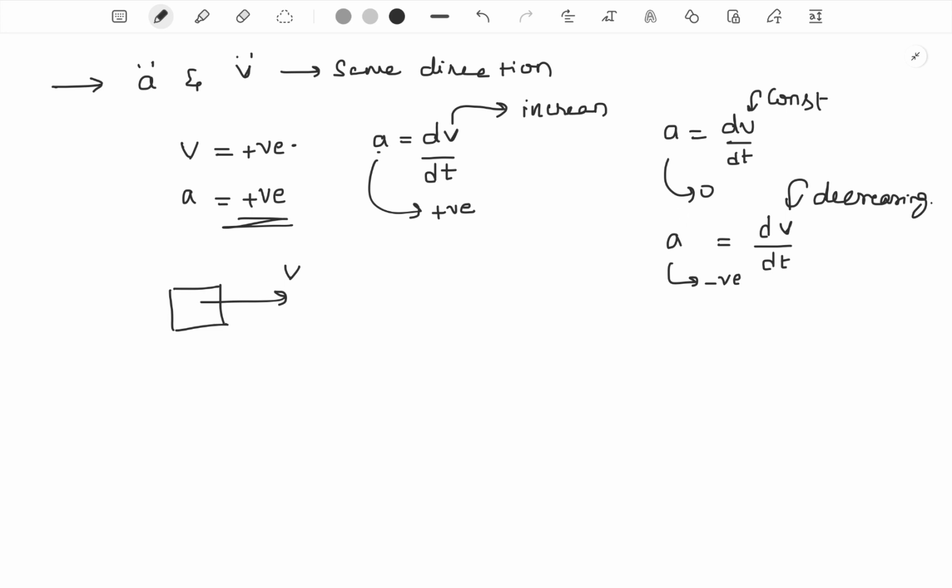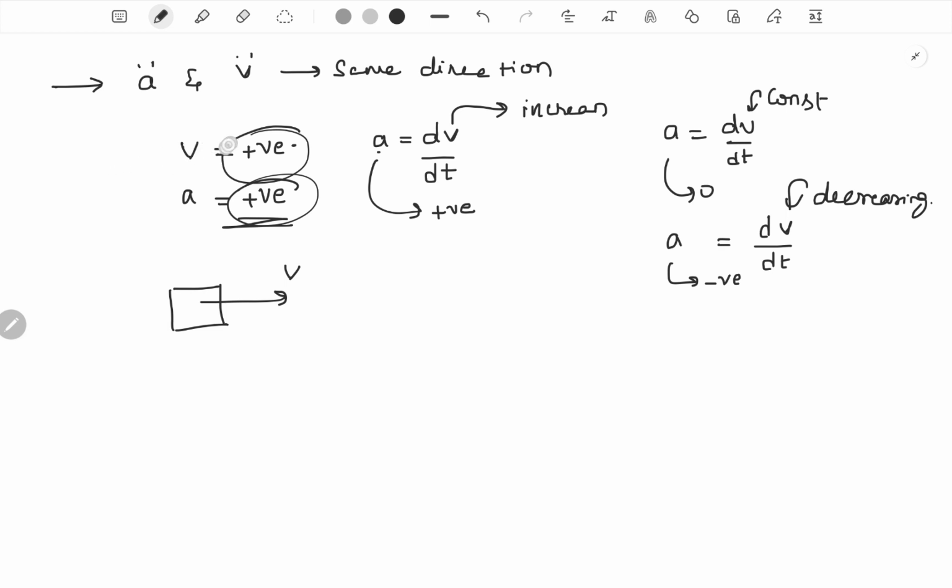Okay, or we can say that if both are positive, which means both are in the same direction, then in such a case the body is said to be accelerated, or its velocity will keep on increasing if both are positive. The same explanation is valid if both are negative as well.